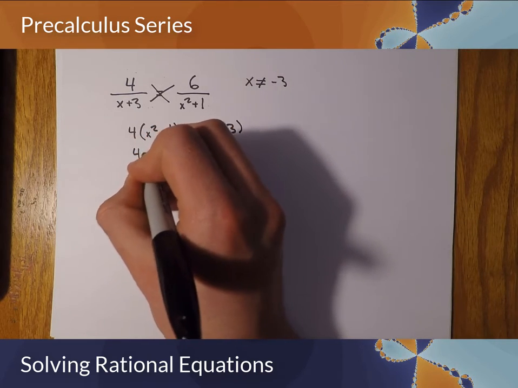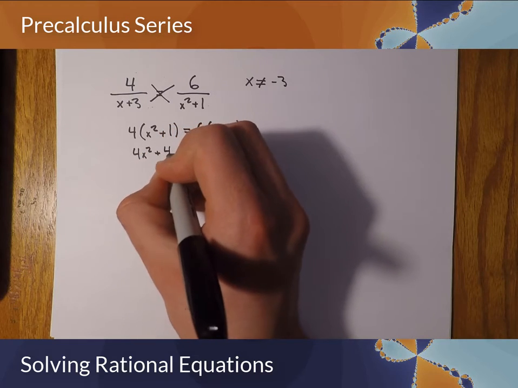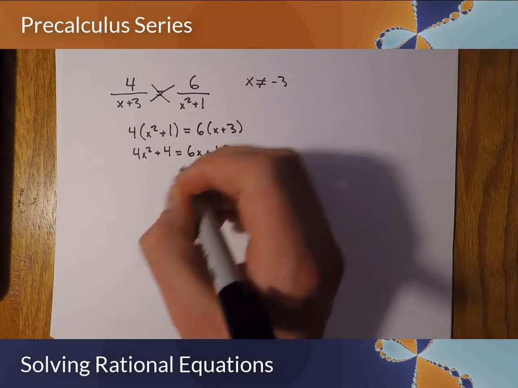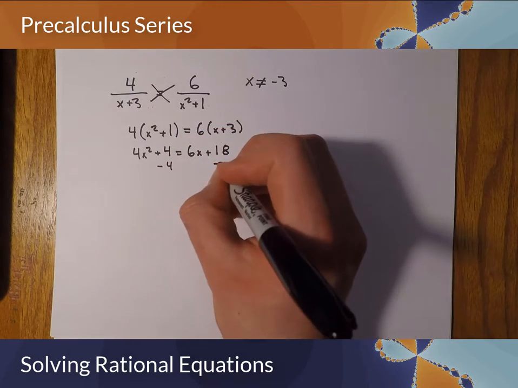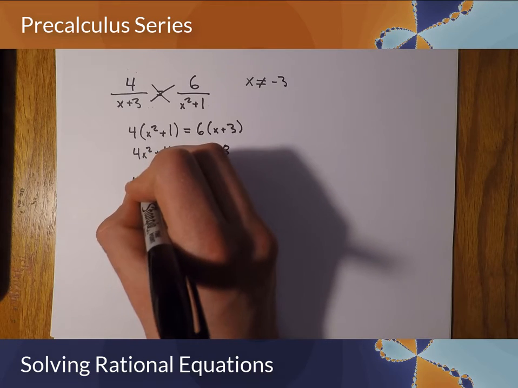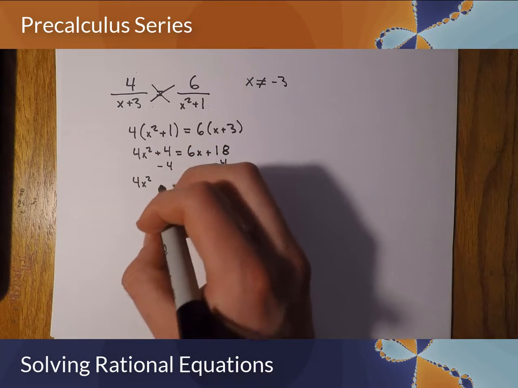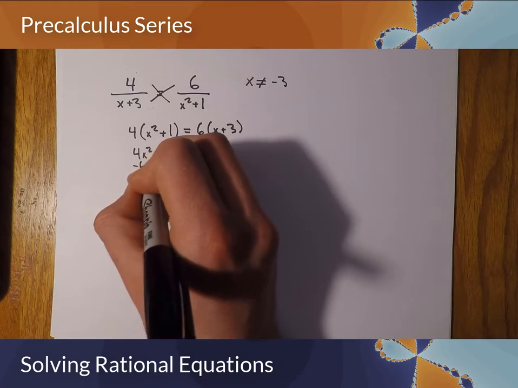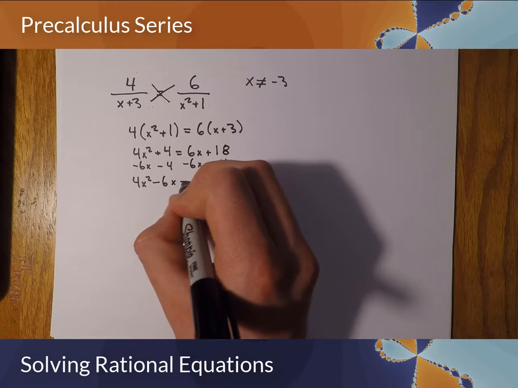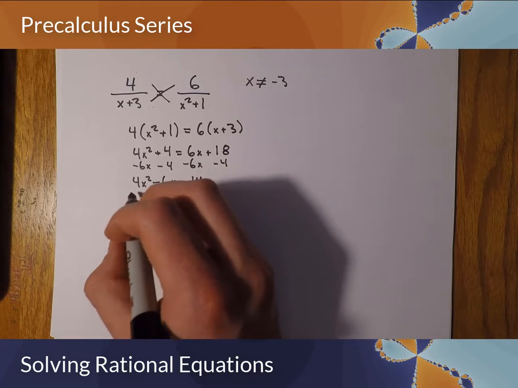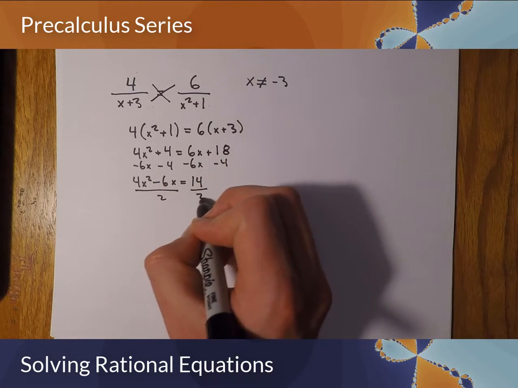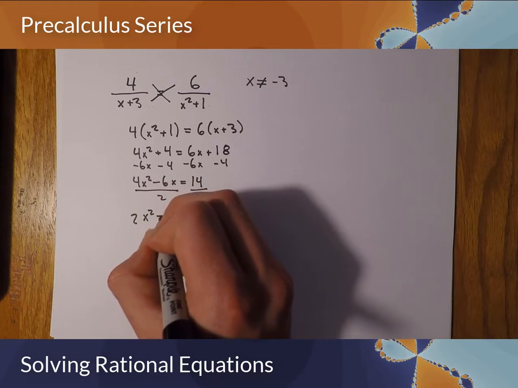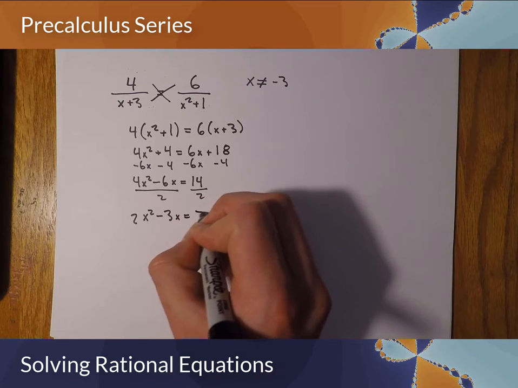So now what we can do is we can solve this. So we get 4x squared plus 4 equals 6x plus 18. And so now we just combine like terms with like terms. So we get 4x squared, and then we just subtract 6x from both sides, minus 6x equals 14. And so now what we can do is divide this whole thing by 2, since all of these terms have a factor of 2, just to make things simpler. So now we get 2x squared minus 3x equals 7.